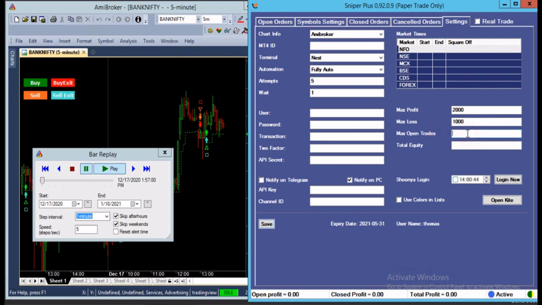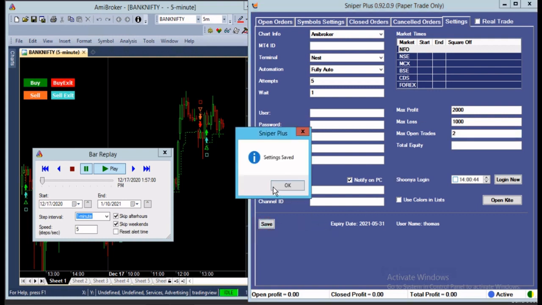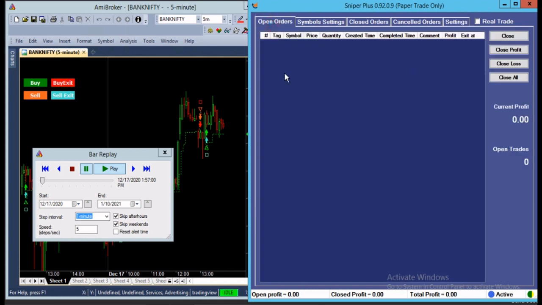Then maximum open trades. Maximum open trade, you can let it be 3 or 2. Here in the open trade there can be more than 5 to 7 open trades, but if you put maximum open trade as 2, it will take only 2 open trades. It won't take more than that. First trade will happen, second trade will happen, third trade won't happen, because we have written only 2 trades. The third trade will happen only if the second trade is closed.